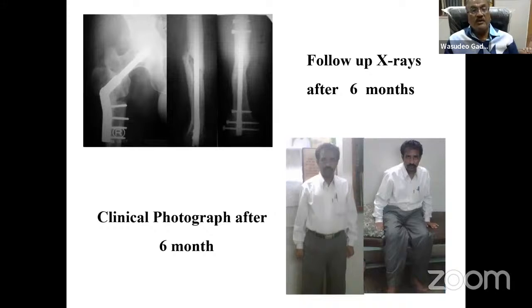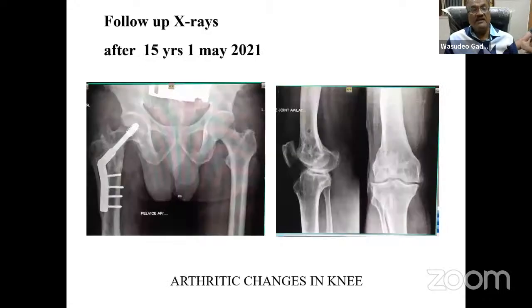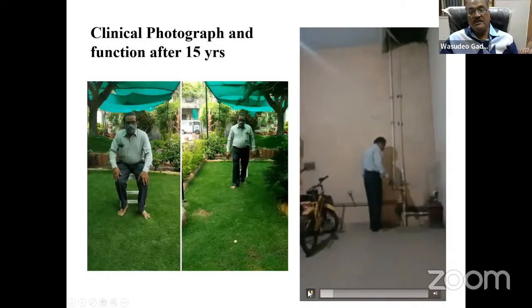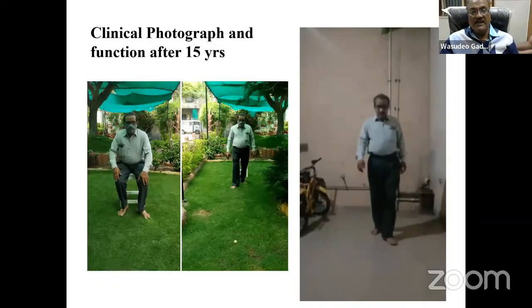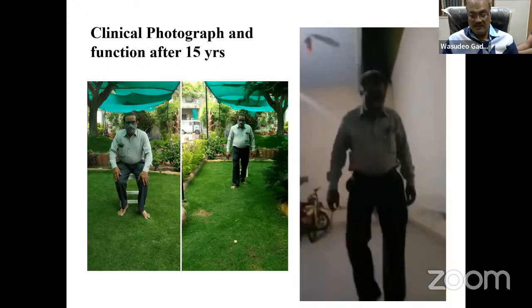In the clinical photograph after 6 months, the fracture and osteotomy are uniting, and you can see the follow-up X-ray after 10 years. You can see here how remodeling of the greater trochanter has happened in the whole proximal femur, with 90% of the movements at the knee joint. At follow-up after 15 years, there are arthritic changes, and you can see this is the clinical photograph. He is able to do each and everything, to sit and squat, and he is happy, and I am also happy after 15 years of follow-up.